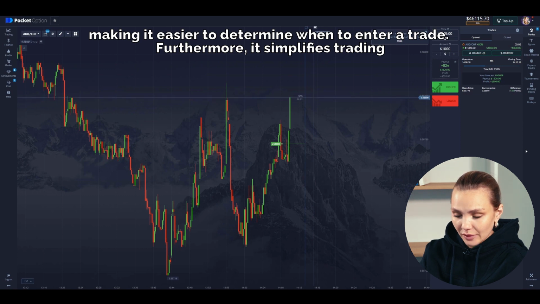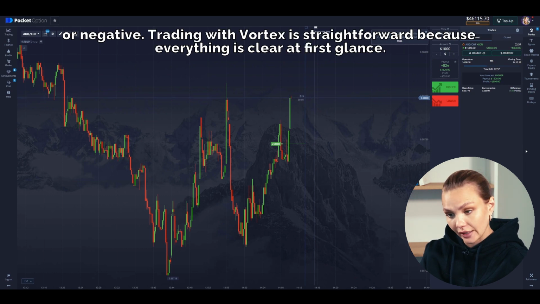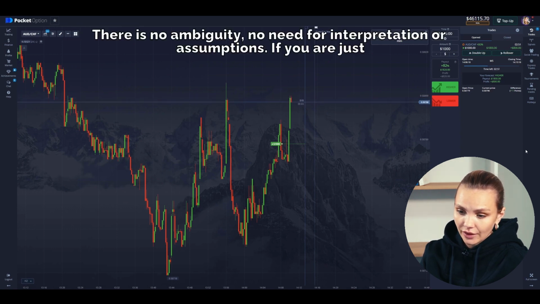Furthermore, it simplifies trading by ensuring that the currency market never provides neutral data. Signals can only be either positive or negative. Trading with Vortex is straightforward because everything is clear at first glance. There is no ambiguity, no need for interpretation or assumptions.